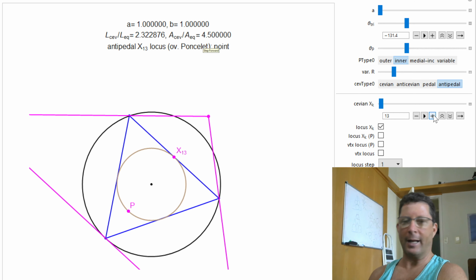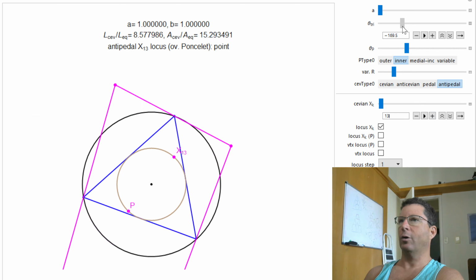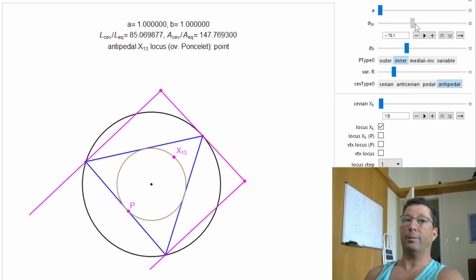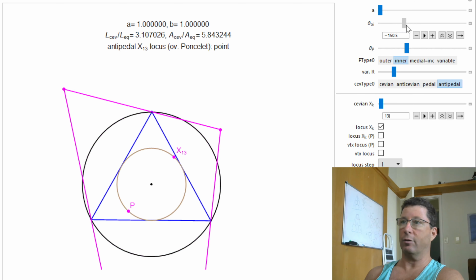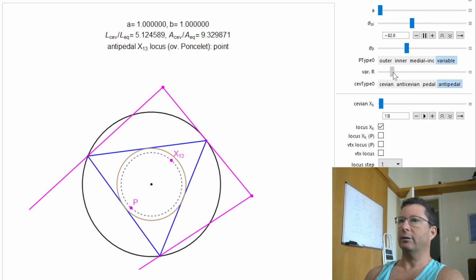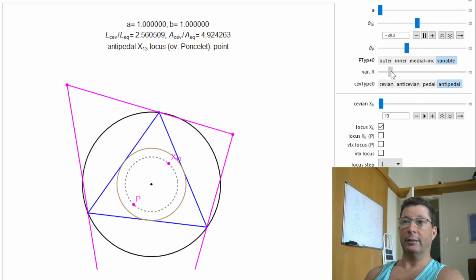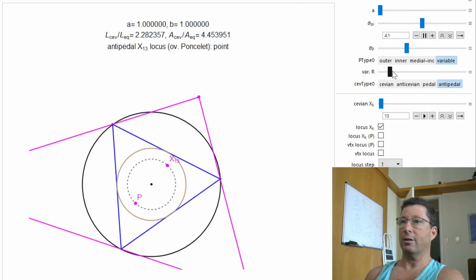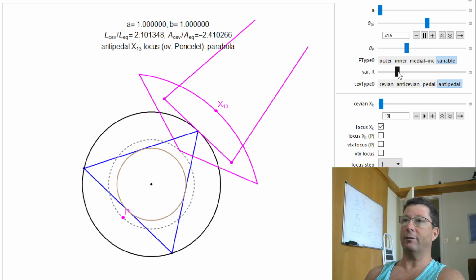x13 is the first Fermat point. It's telling me here that the locus of x13 is the antipode of P on the incircle when P is on the incircle. What happens if I let P move inwards? x13 is still a stationary point. That's nice. What if now P is outside of the incircle?